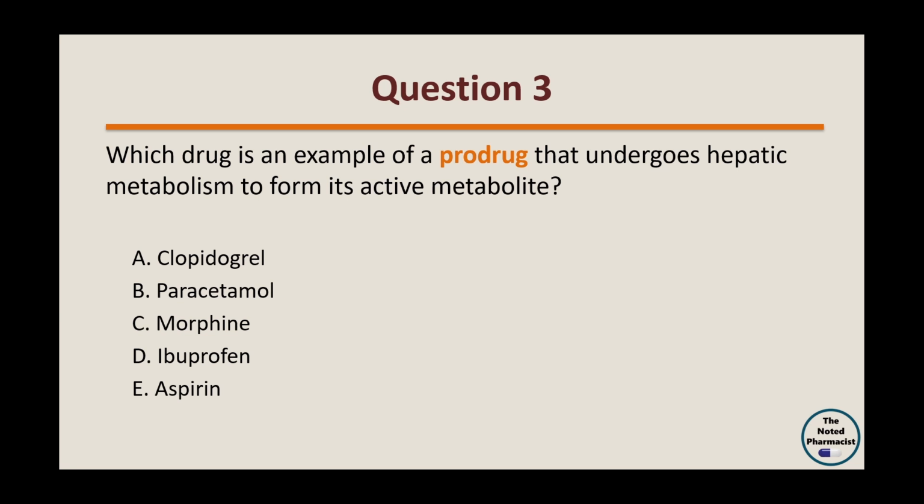Question 3 is as follows. Which drug is an example of a prodrug that undergoes hepatic metabolism to form its active metabolite? Option A, clopidogrel. Option B, paracetamol. Option C, morphine. Option D, ibuprofen. Option E, aspirin.